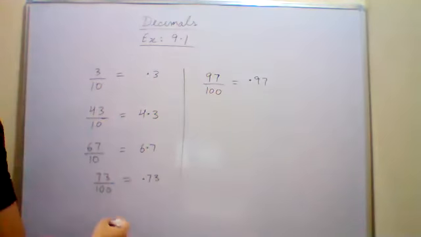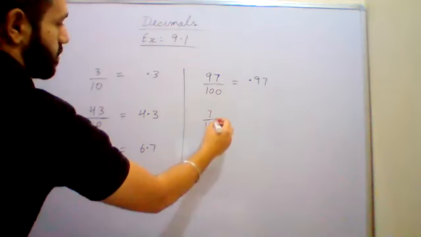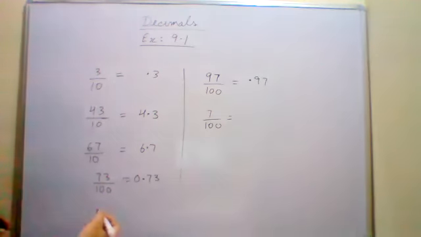We are doing this exercise. Okay, next one. It's B. 7 upon 100. 0.7.